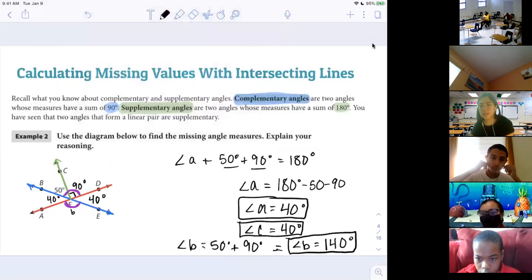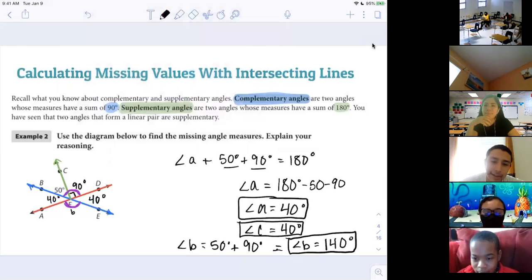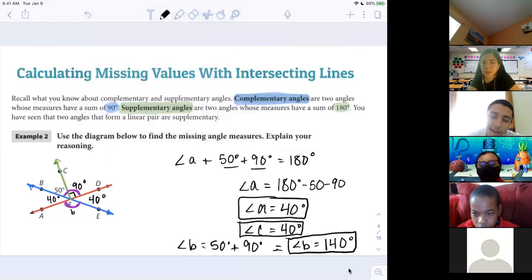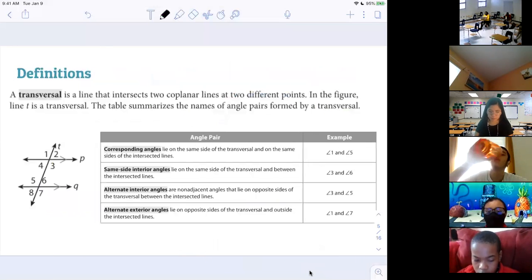So, questions on this type of problem with vertical angles? Cool. So this is only part one of today. We've been looking at vertical angles so far. Well, now we're going to move on to a transversal line. So here's another definition. Just this sentence right here.